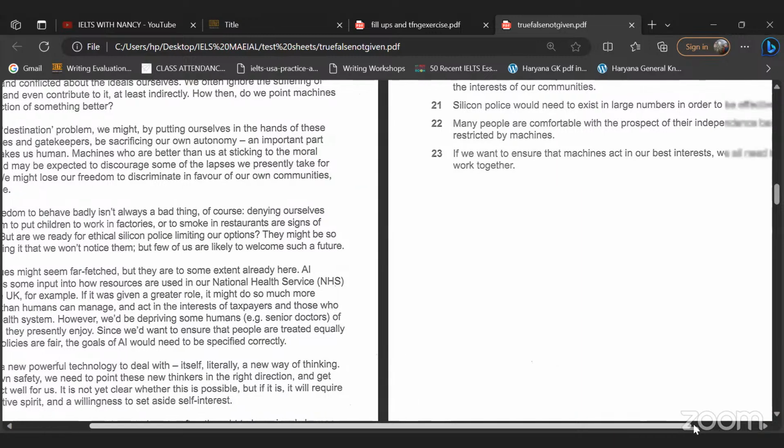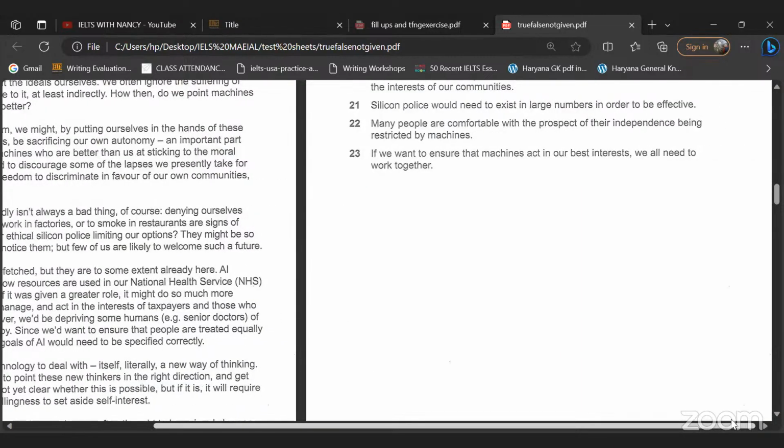Look at the next question now. Many people are comfortable with the prospect of their independence being restricted by machines. Like machines have actually restricted their independence, which means they have become more dependent on machines. Is that clear?